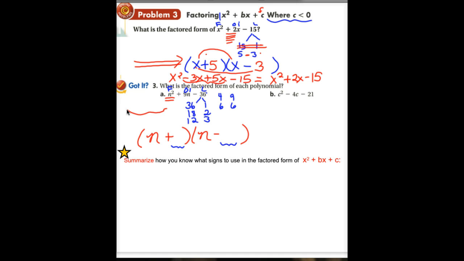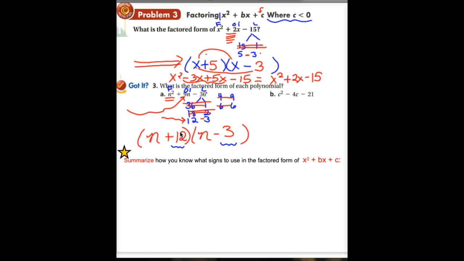Now I go to the big middleman, because that number tells me which pair I'm going to select. I need to have a positive and a negative that add up to 9. There's no way I'm getting 9 out of these. No way I'm getting 9 out of these. This right here, I can certainly get a 9 out of 12 and 3 as long as the 3 is negative. And then there's no way to get a 9, no way to get a 9. So what I know is I need to have an n plus 12 and an n minus 3.